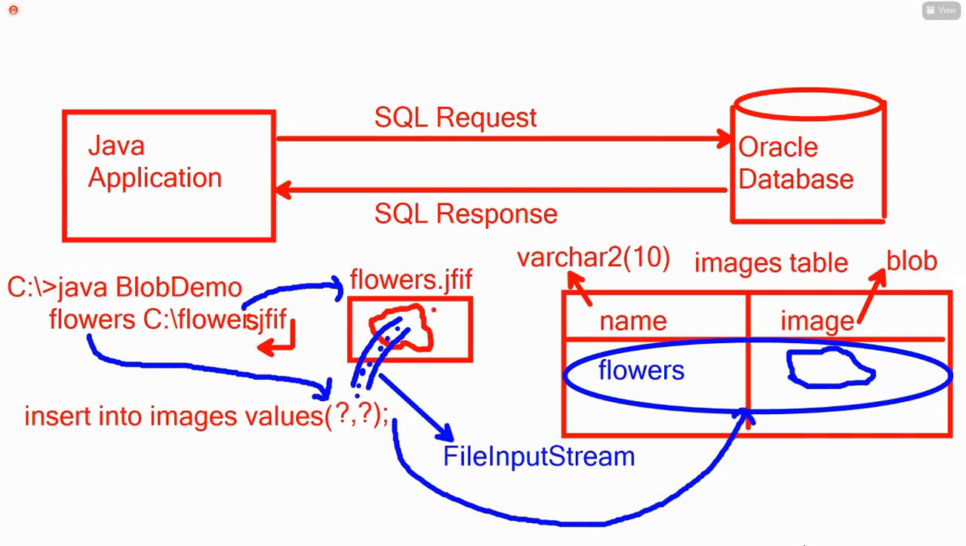We have to open a file for reading. The file content we have to store. We have to pass the stream reference, then it will take care. If you pass the stream reference, whatever is in that stream is stored in the database. Okay, that type.